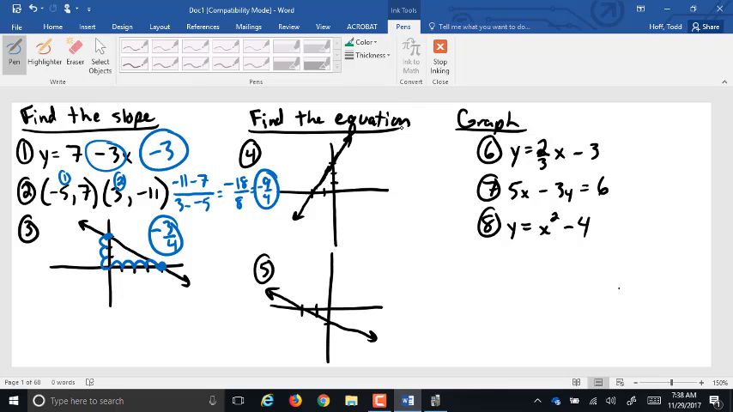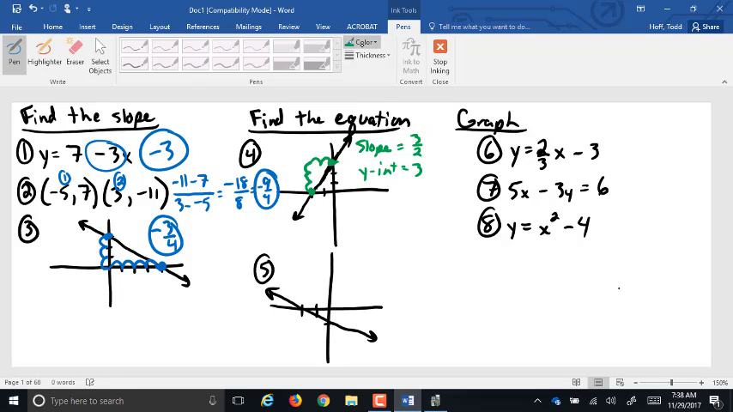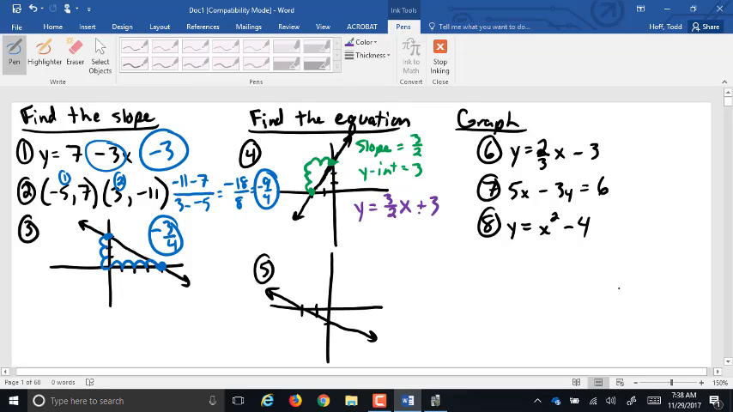Number 4. Remember, when we're asked to find the equation, there's 2 things we got to find. What's the slope? We're going from here to here, which means we're going up how many? 3 and over 2. So it's a 3 over 2. It's positive because it's going up as we move from left to right. We need the y-intercept, which is going to be 3. So that makes the equation y equals the slope, 3 over 2 times x. It's a +3, so +3 is the y-intercept.